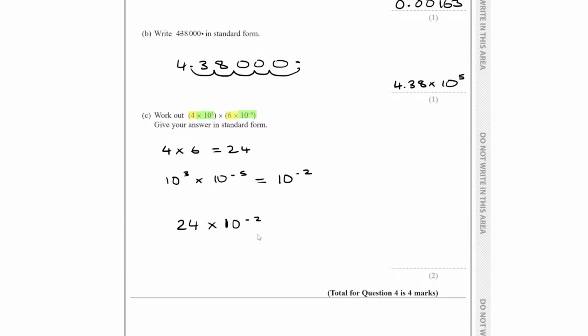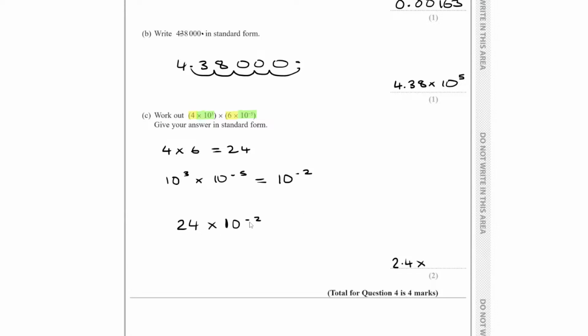Now, the only thing here is obviously this isn't actually standard form. It looks similar, but it's not, because it has to be, as we said before, between 1 and 10. 24 is not. So either you can just figure out, okay, to make it, obviously I'm going to have 2.4, aren't I? Just figure out how you change the power, or, because this is more simplified, you can actually make it into an ordinary number now, and then put it back into standard form. It just depends how comfortable you are with standard form.